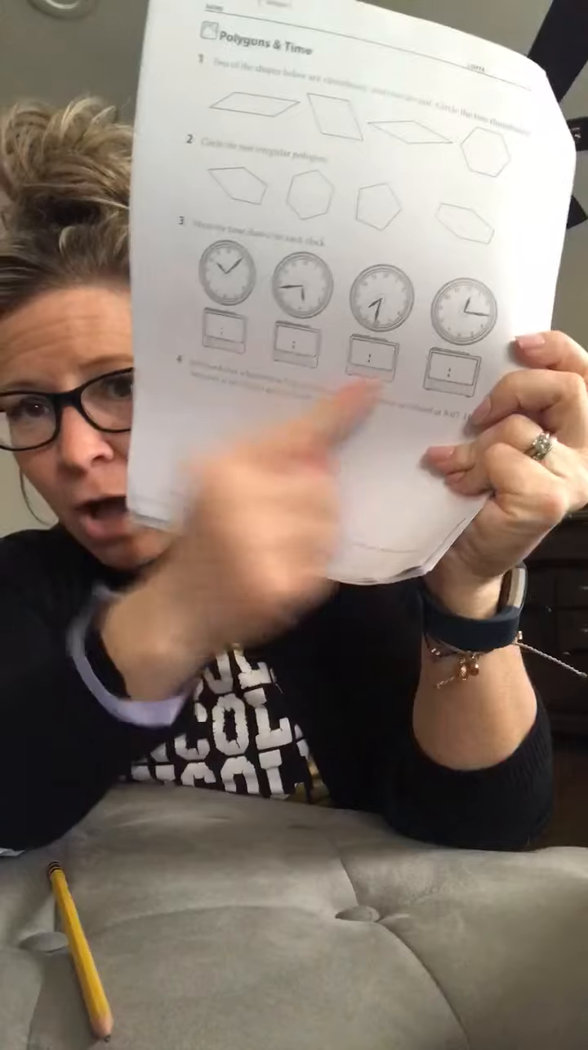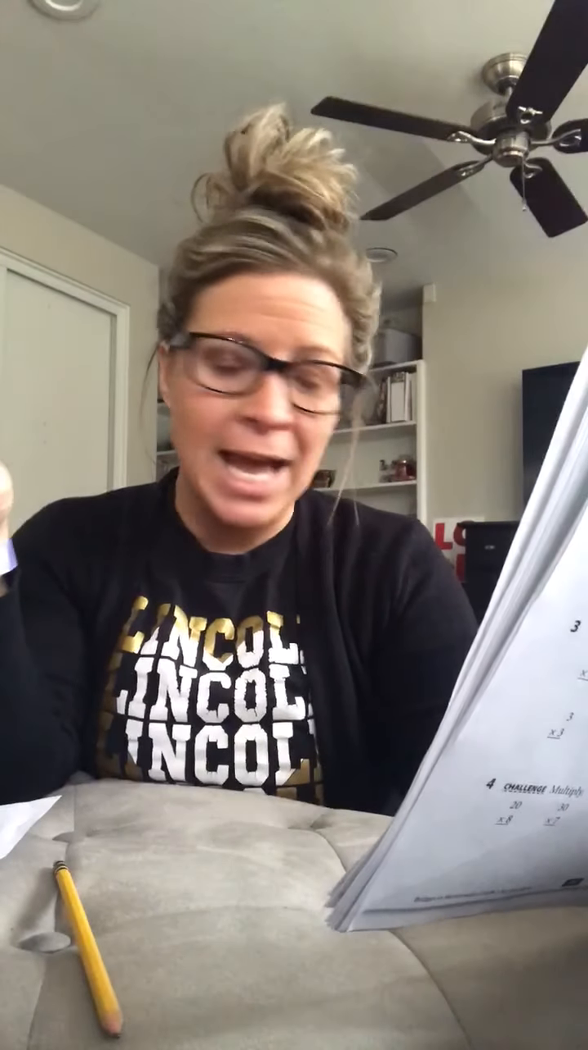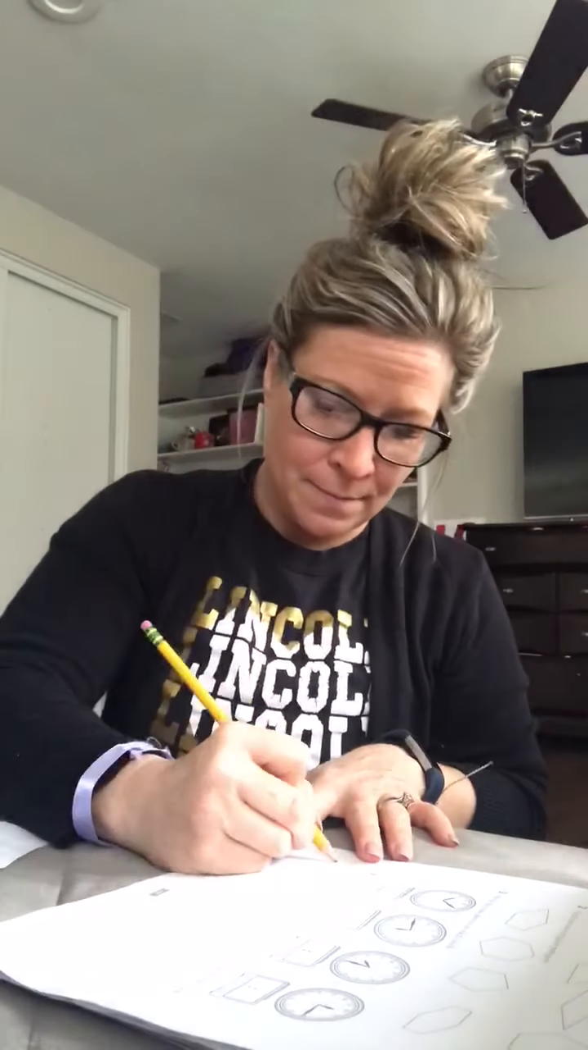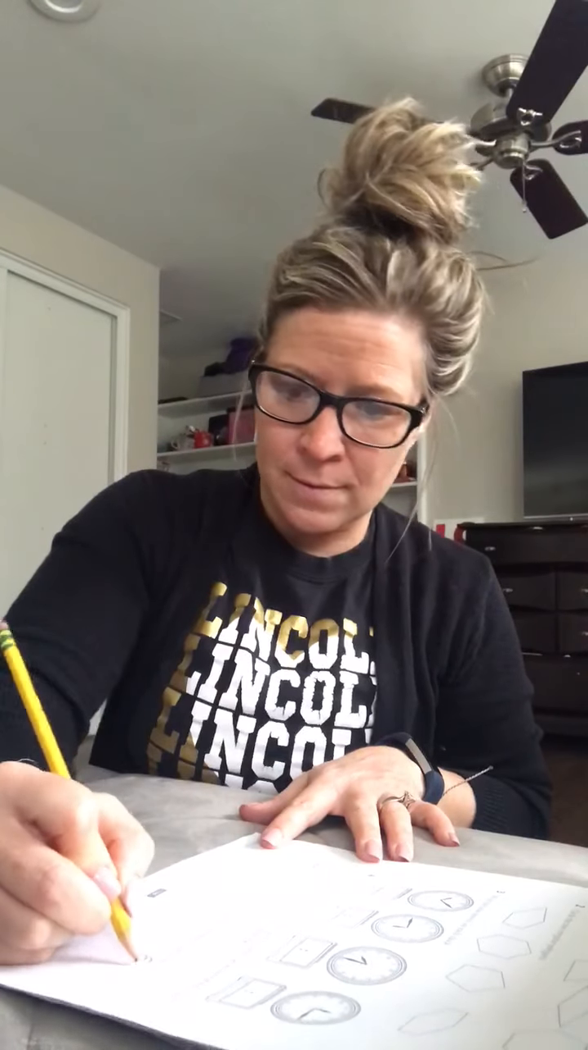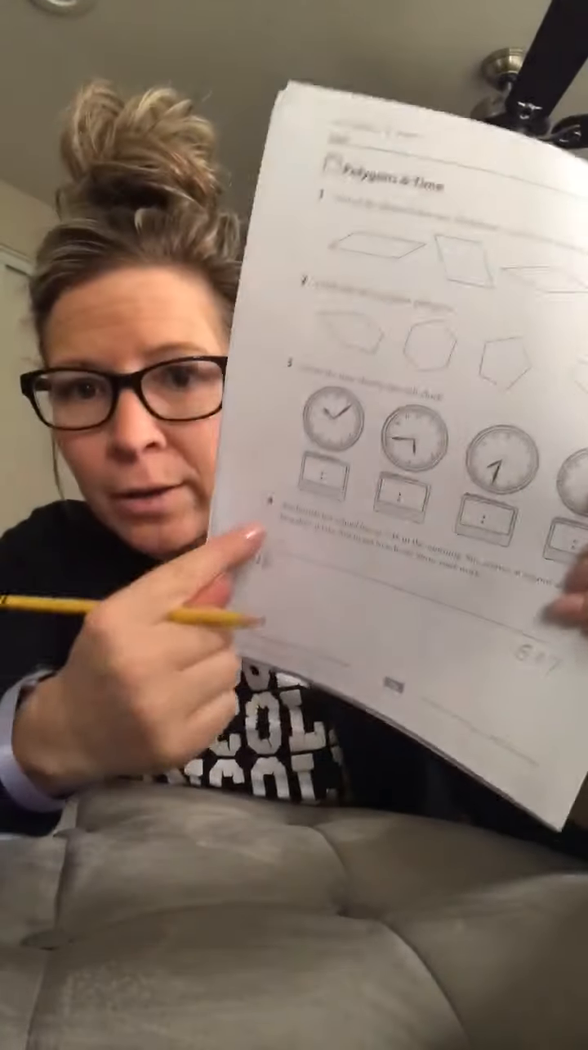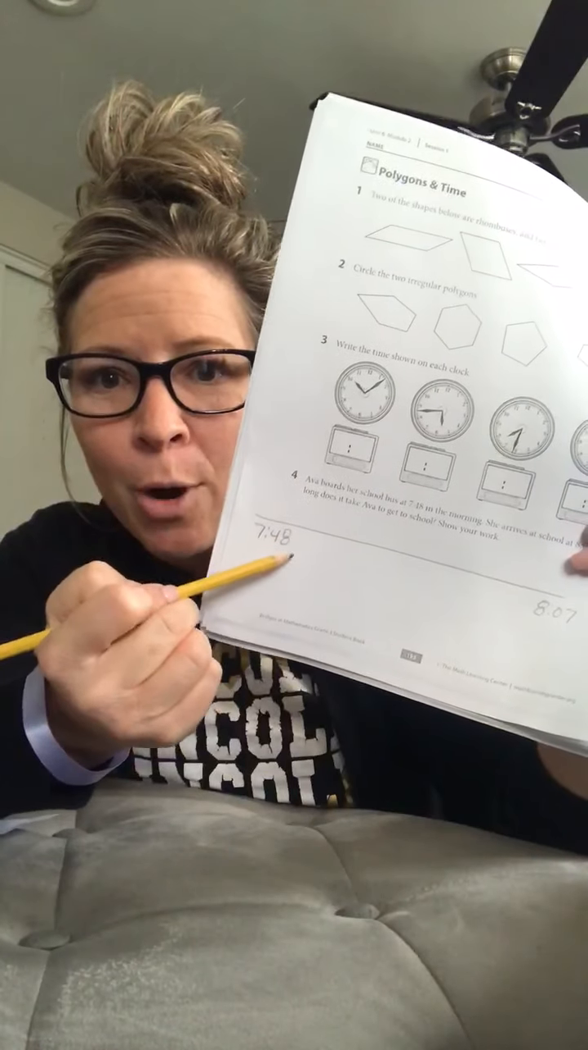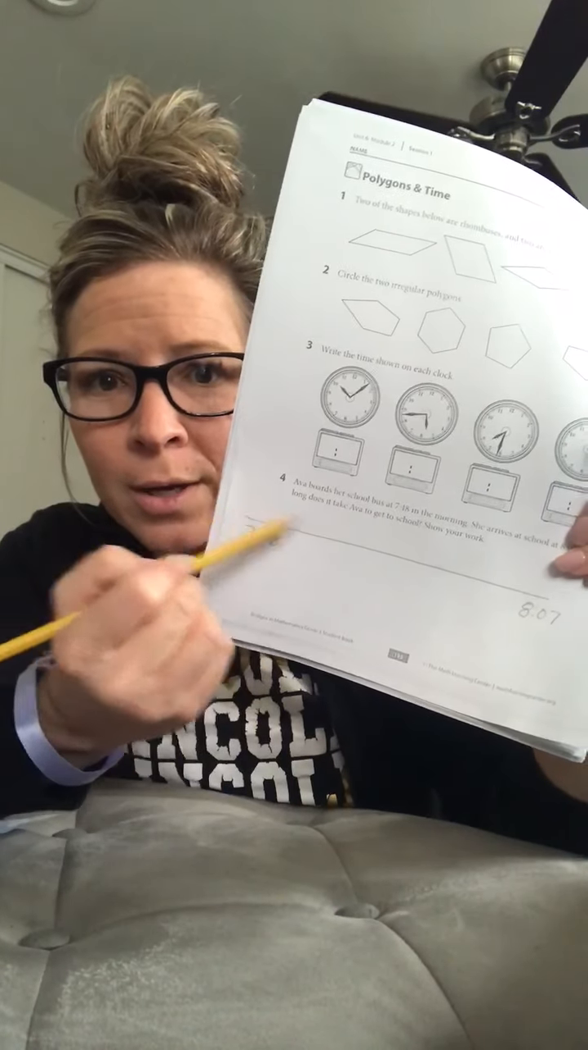Question 3 is write the times for all four of these clocks. That's it. And question 4 is Ava boards her school bus at 7:48 in the morning. She arrives at school at 8:07. How long does it take Ava? So I would do a number line, 7:48 to 8:07. Remember, there's only 60 minutes in an hour. We're already at 7:48, so then you would go to 8 o'clock and you go to 8:07 and write the time. That's that page.